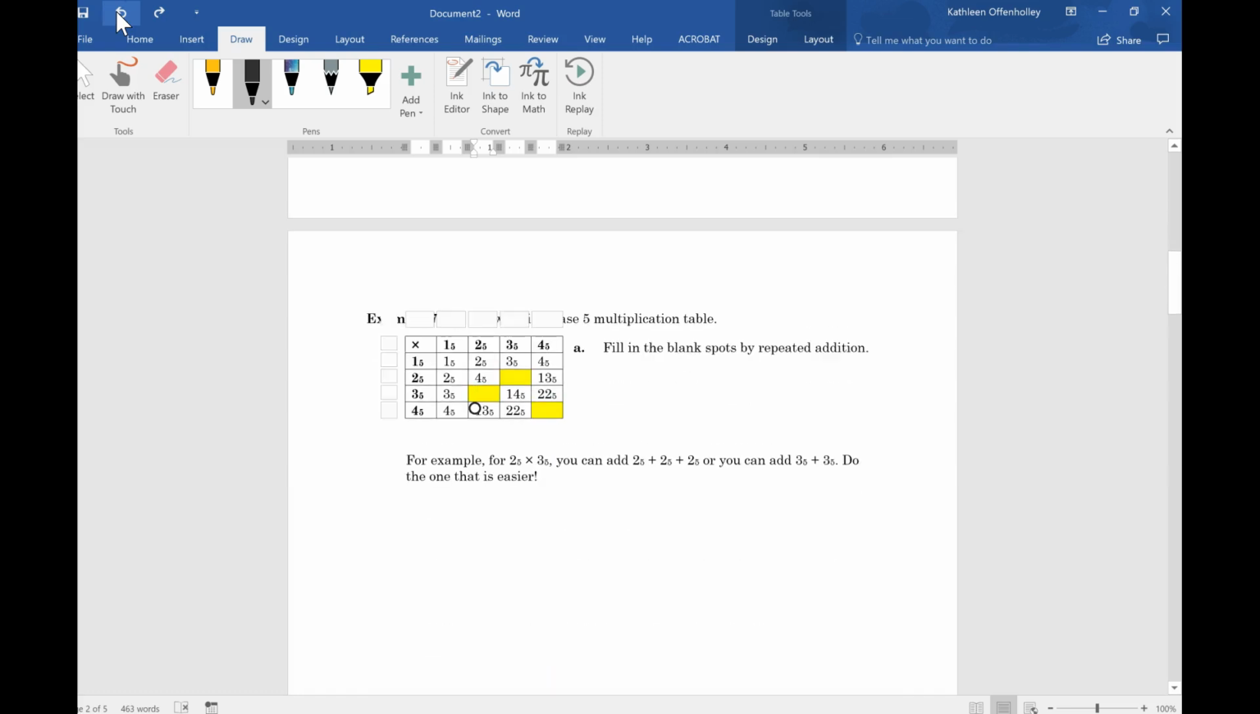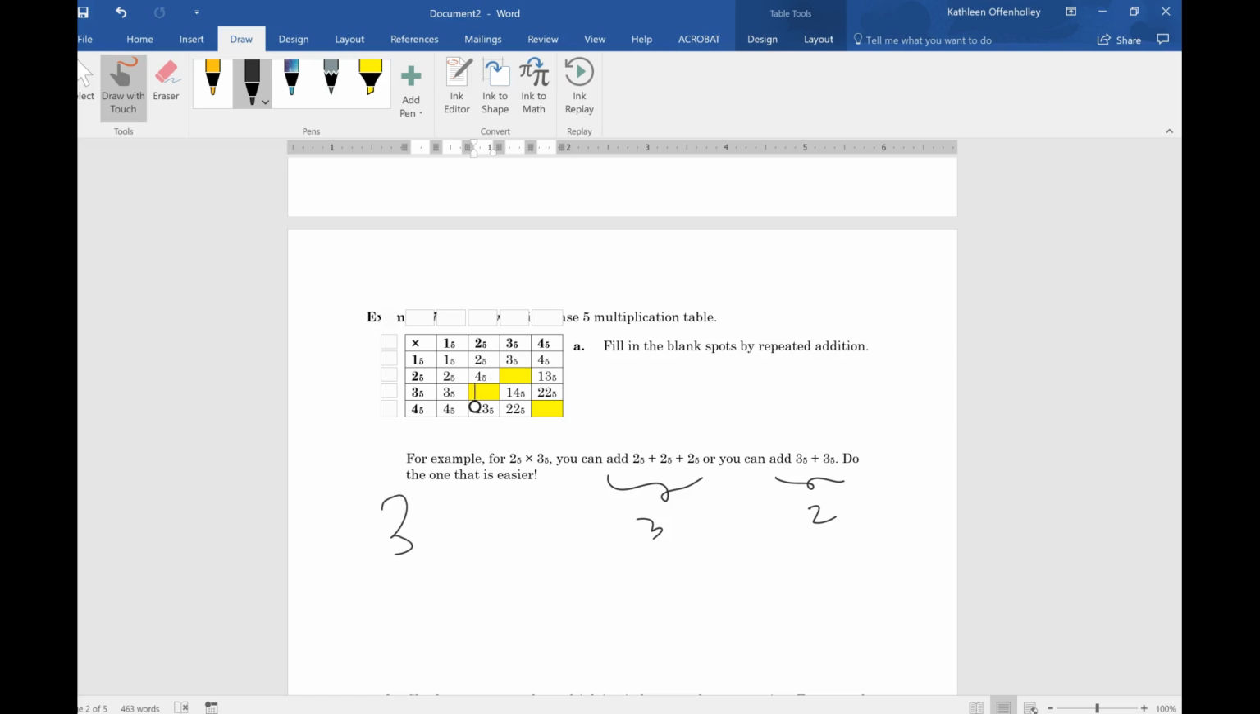That means I'm going to do 2 plus 2 plus 2, right? So that I have 3 of them. Or I'm going to add 3 plus 3, so I have 2 of them. Either way, doesn't matter, I will get the answer. So let's try it out. If I do the shorter one, 3 plus 3 in base 5, let's see, 3 and 3 is 6. That's 1 5 with 1 left over. So the answer to that part of the table would be 1 1.